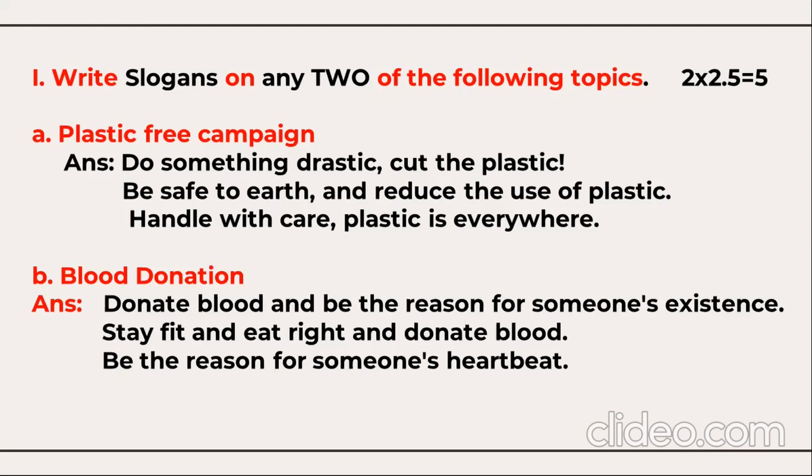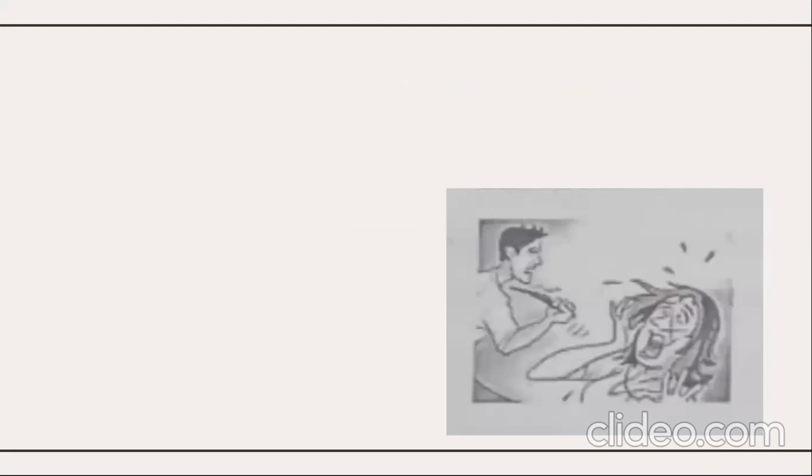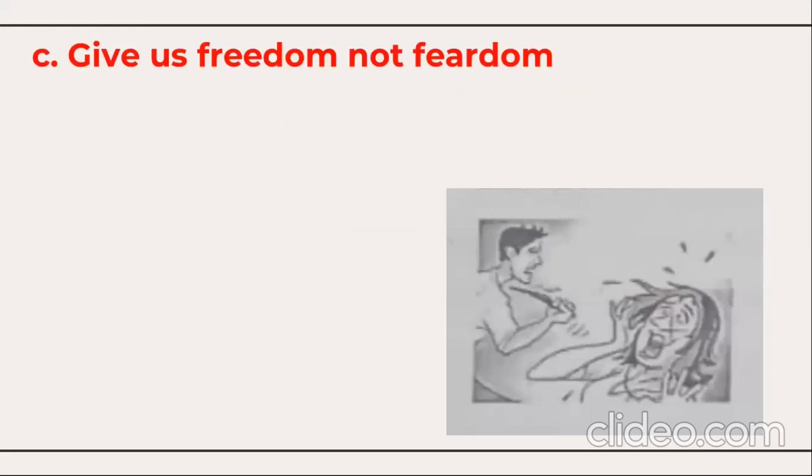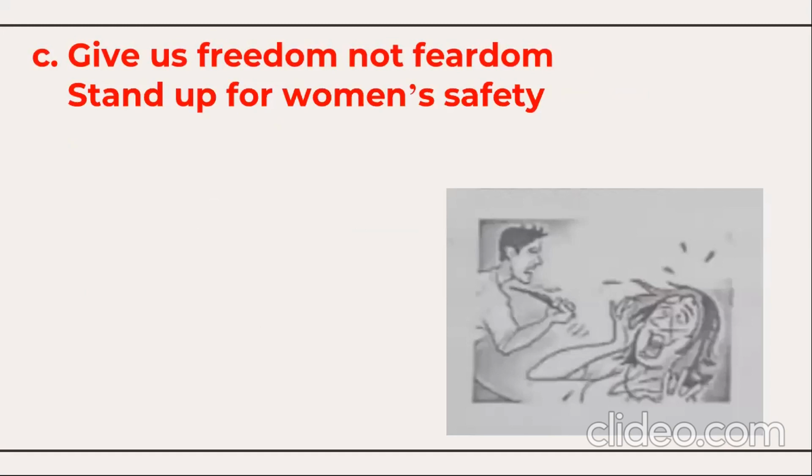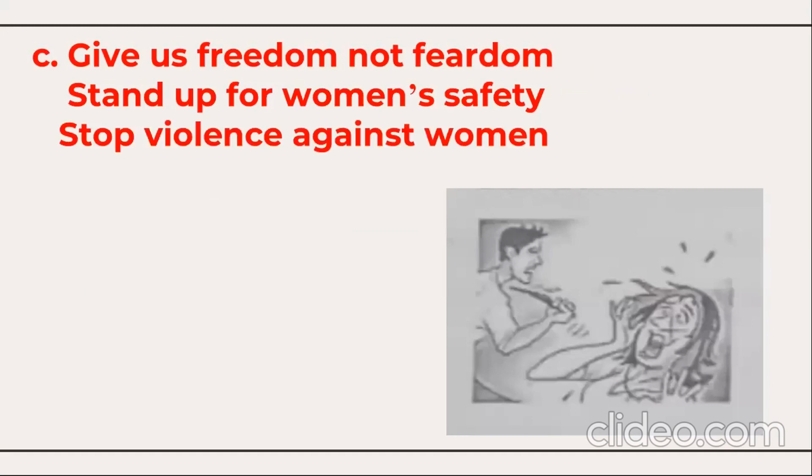The second theme is blood donation. Donate blood and be the reason for someone's existence. Stay fit and eat right and donate blood. Be the reason for someone's heartbeat. And the third question, with choice: one image will be given, and based on the image you need to develop two important slogans. The slogans may be like this: give us freedom, not feardom; stand up for women's safety; stop violence against women.